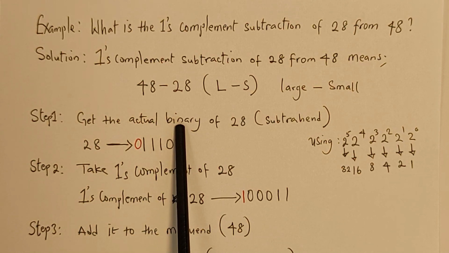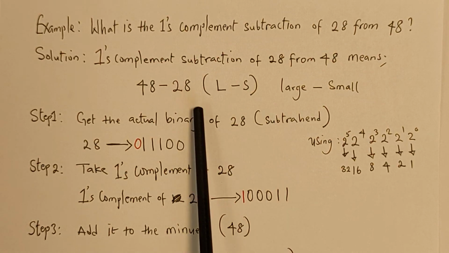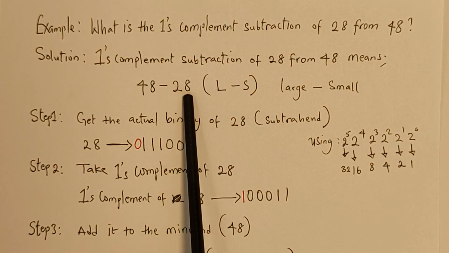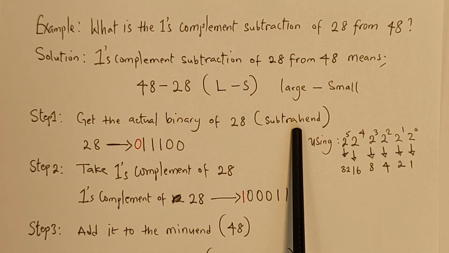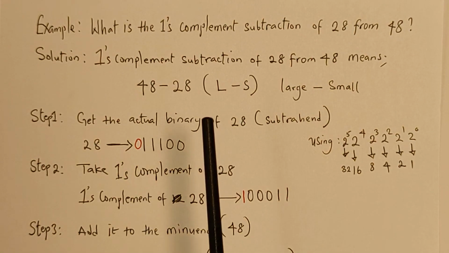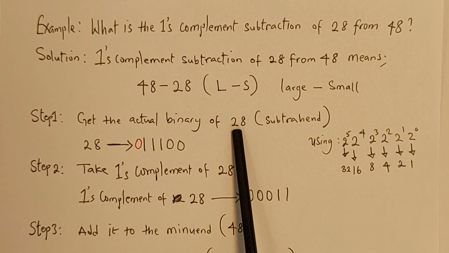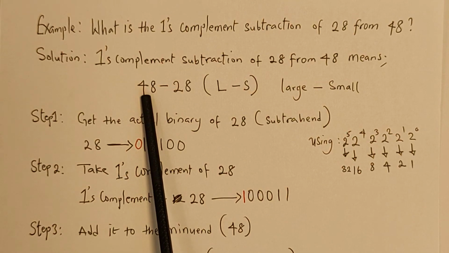to get the actual binary of 28, which is nothing but the subtrahend. Now this is the subtrahend, 28. We need to get the actual binary. But keep in mind, you need to understand something. The minimum number of bits required to represent 28 is going to be smaller compared to 48.